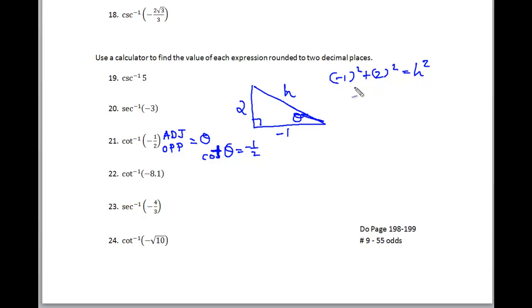So this is going to give us 1 plus 4 equals h quantity squared, 5 is equal to h quantity squared, h is equal to square root of 5. So let's put that there. H is equal to square root of 5.